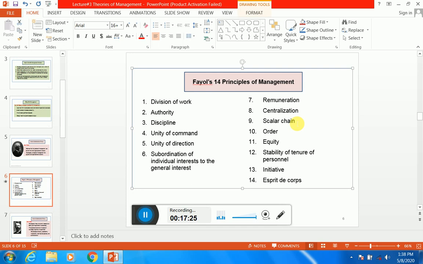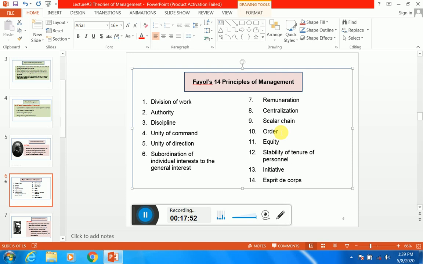Second is order. Order simply means that every task must be carried out in a proper sequence. Which task comes after which task is clear. It means there must be a sequence clear among the work. Upon the completion of one task, what will be the next task? That is clear according to a sequence. It is simply known as the order. At the top level there must be a clear sequence among their orders.